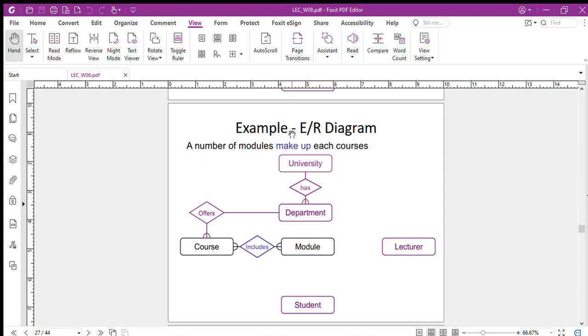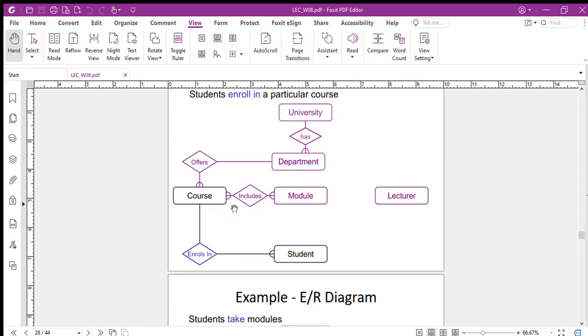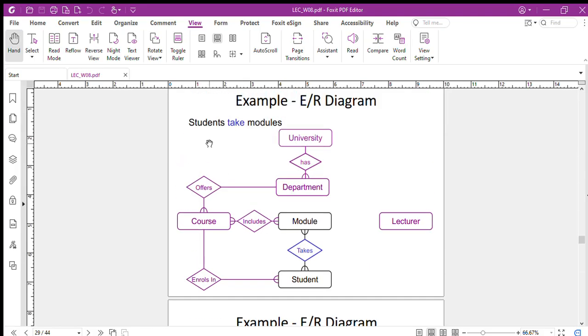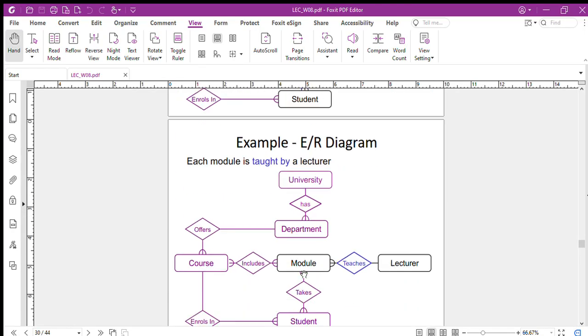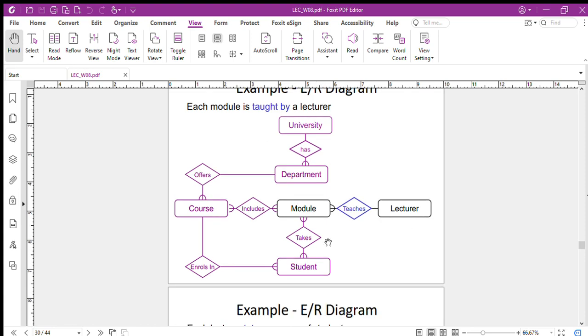Then we have a number of modules that make up each course. So modules are part of courses. Many modules are part of many courses. This is a many-to-many relationship, which needs to be broken down. Then we have students enrolling in a particular course, so the course enrolls many students. When students take modules, module and student is a many-to-many relation. Each module is taught by a lecturer. So module and lecturer: each lecturer has many modules.